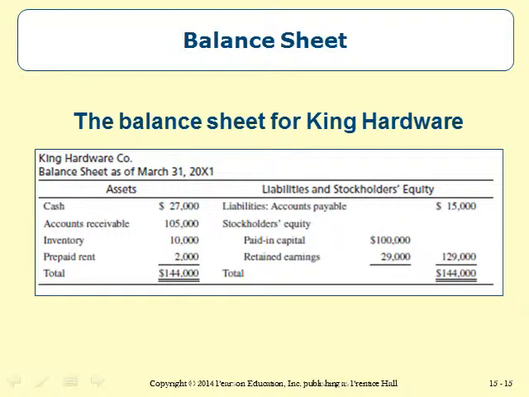And so at the end of the day, we ended up with accounts payable liabilities of $15,000, stockholders' equity of $100,000, and then we had $29,000 in retained earnings.